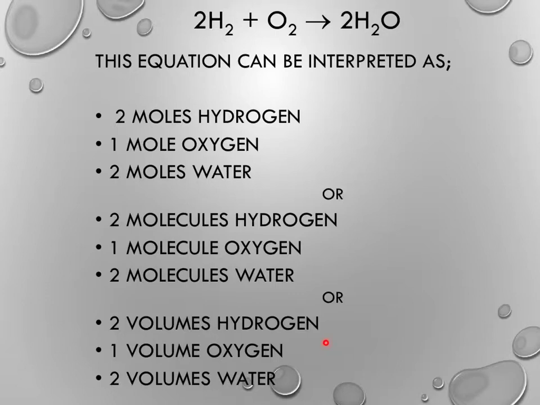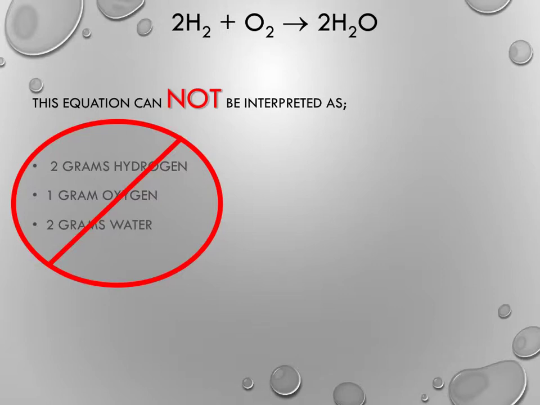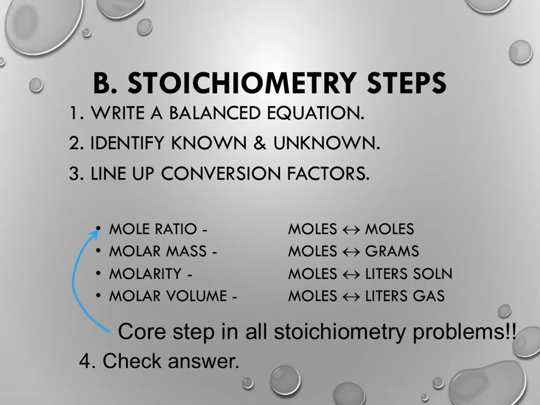Okay? What we cannot say is this equation cannot be interpreted as 2 grams of hydrogen and 1 gram of oxygen is 2 grams of water. That is not what our mole ratio tells us. So, we can understand that the mole ratio is moles, tells us about liters of a gas, tells us about molecules, but does not tell us about grams.